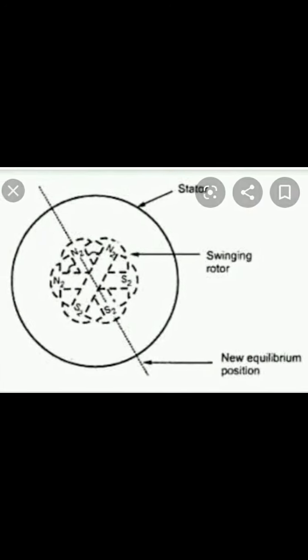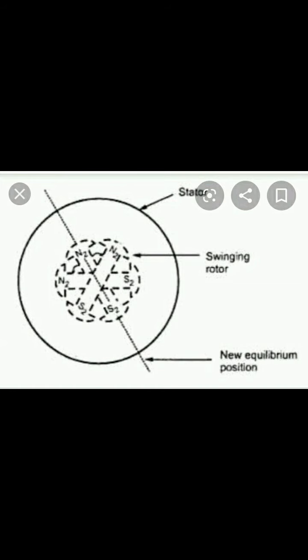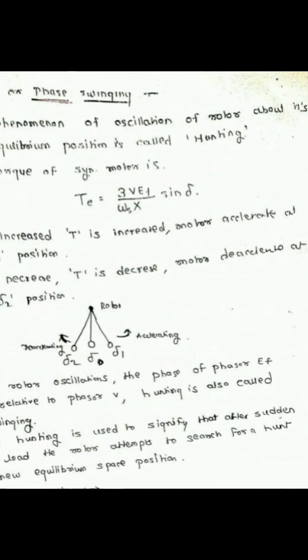As shown in the figure, there is a stator and a rotor circuit of a synchronous motor in which the swinging of a rotor is shown by the different dotted lines. Swinging or hunting means that the rotor position is changed about its equilibrium position. So this is called hunting of a synchronous motor. The phenomenon of the oscillation of the rotor about its equilibrium position is called hunting.